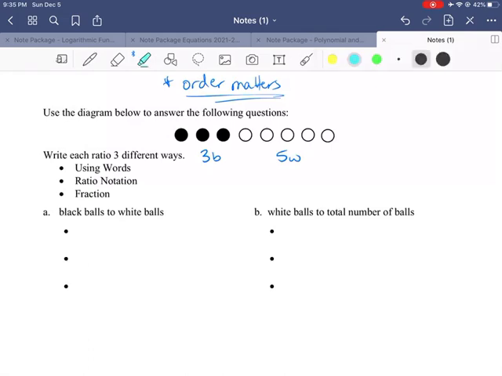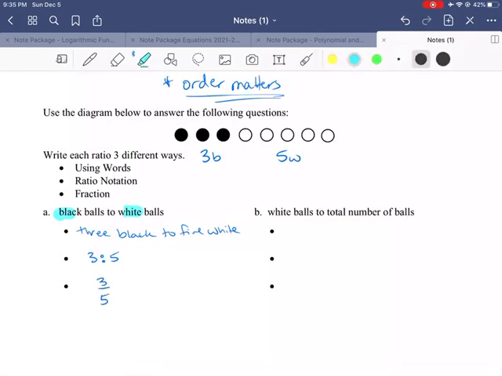So the first thing is we're comparing black to white. So we need to do it in the correct order. So you would say 3 black to 5 white. And in ratio notation, that's going to be 3 to 5. And as a fraction, you're going 3 over 5.